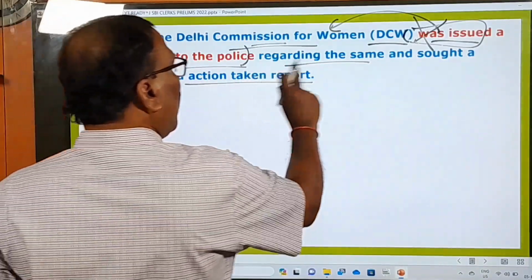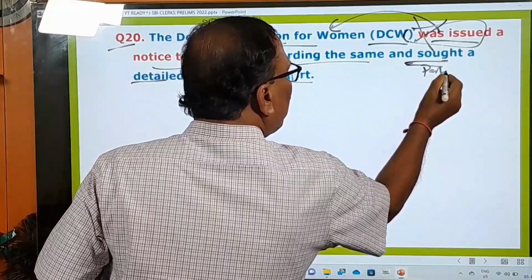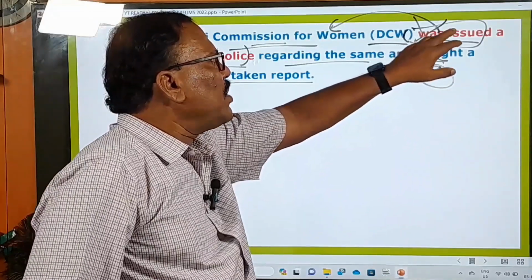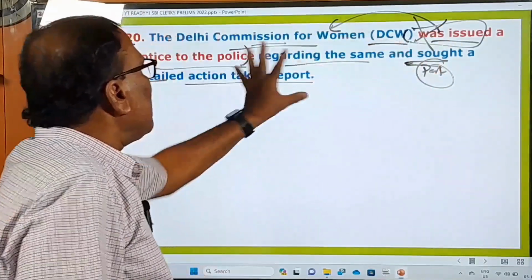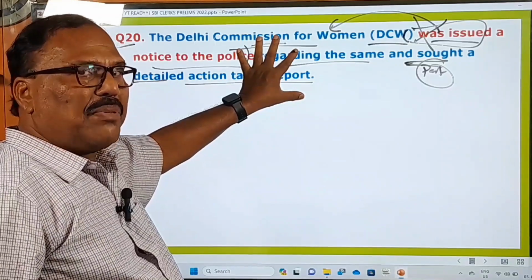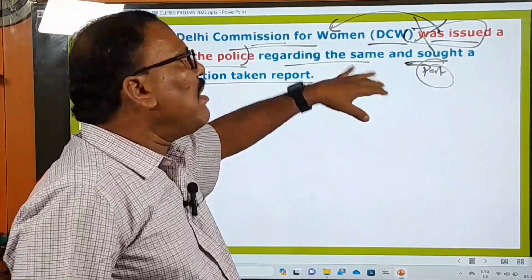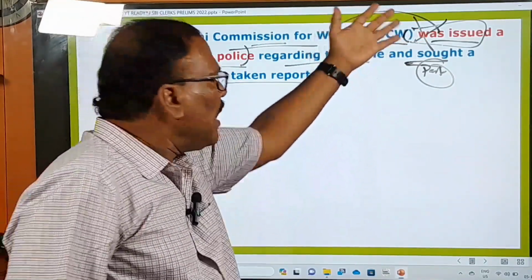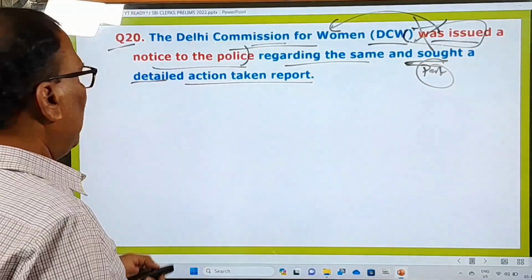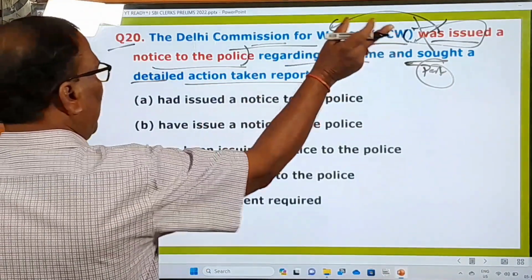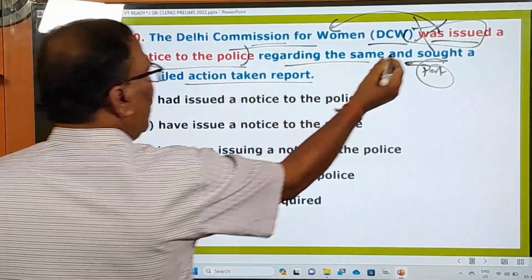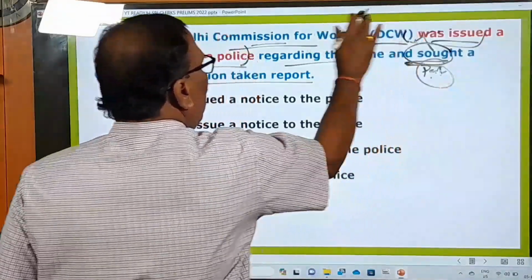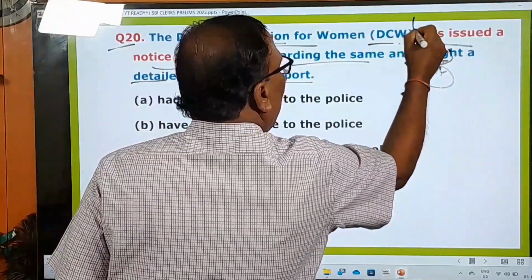And here regarding the same, and sought is in the past tense. So sought is in the past tense. You can say issued, if you drop this was issued. The whole sentence is in the past tense. And sometimes, when there are two past actions, the first past action is put in the past perfect tense. That is also there. Let us see the options and decide what to do. Had issued a notice to the police. Because this is the second part of the sentence in the past tense, generally some people don't use two past tenses, and that's why they say had issued.